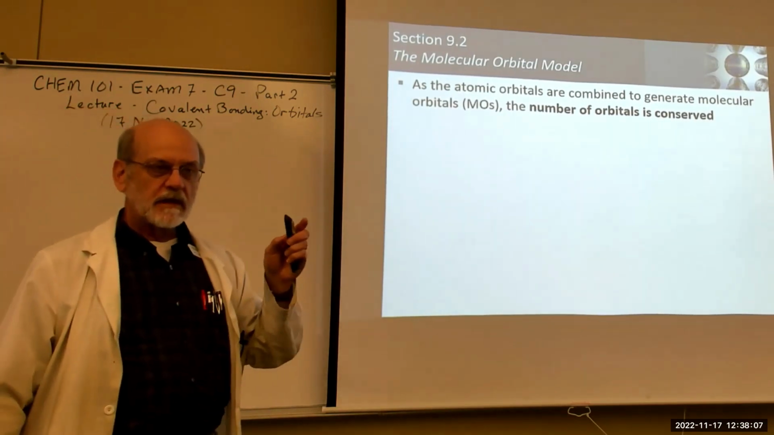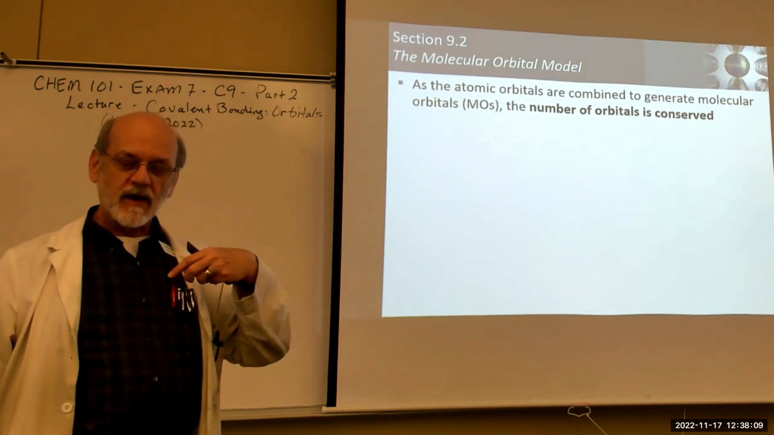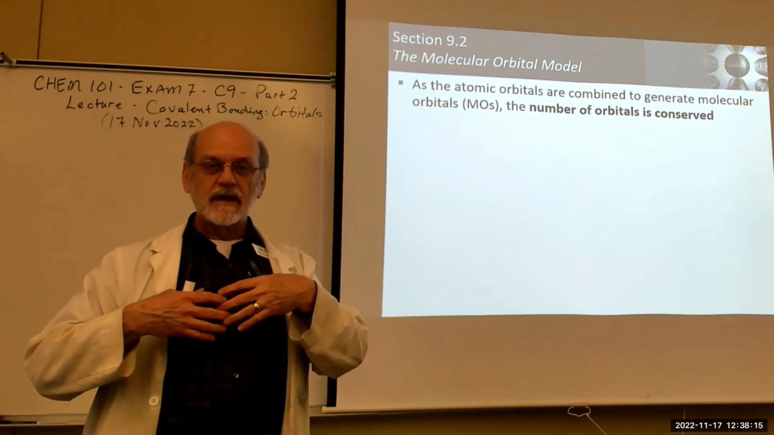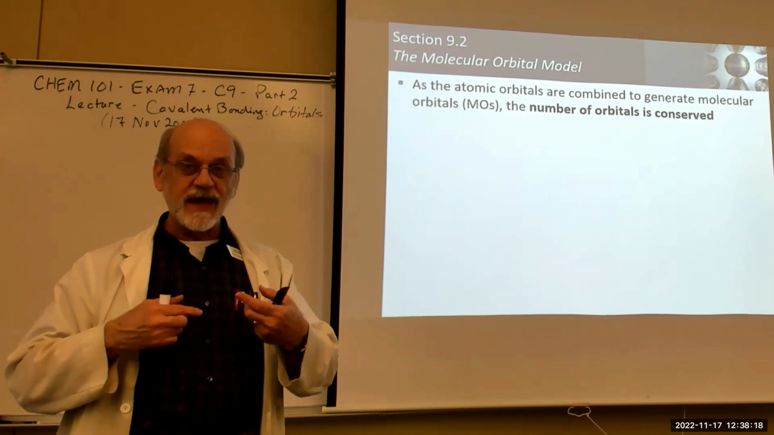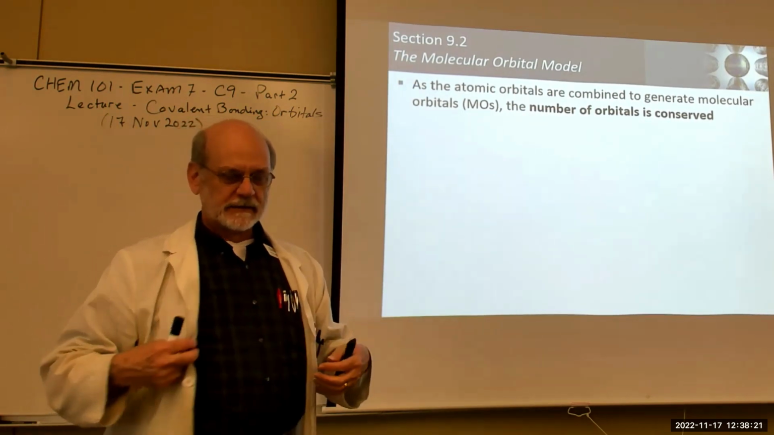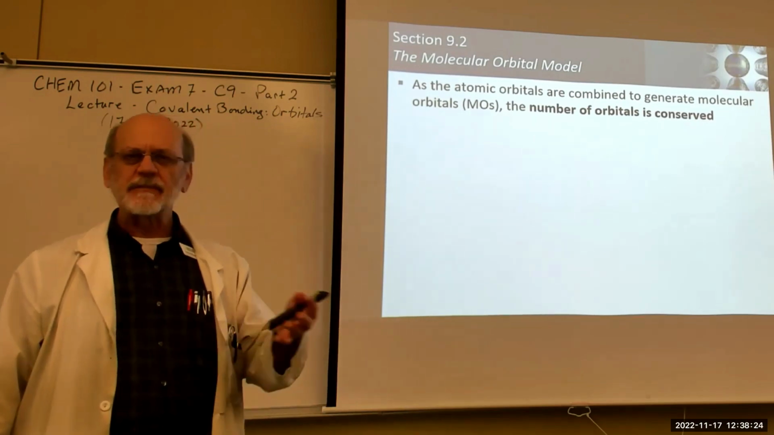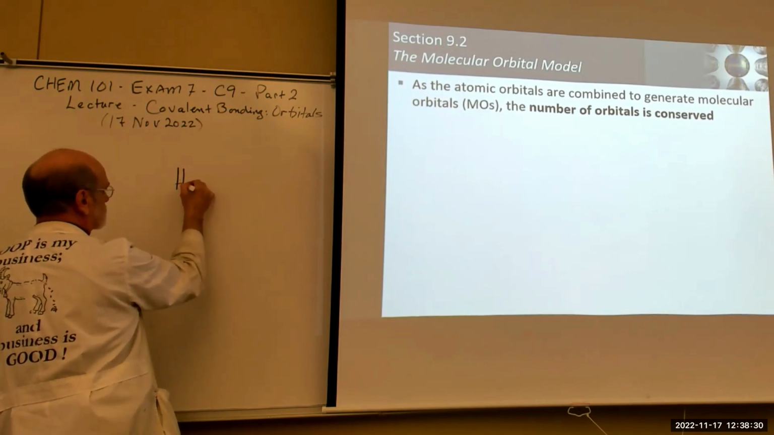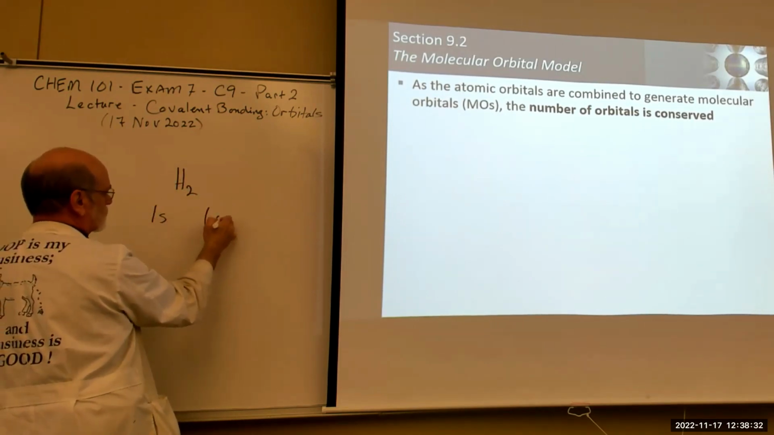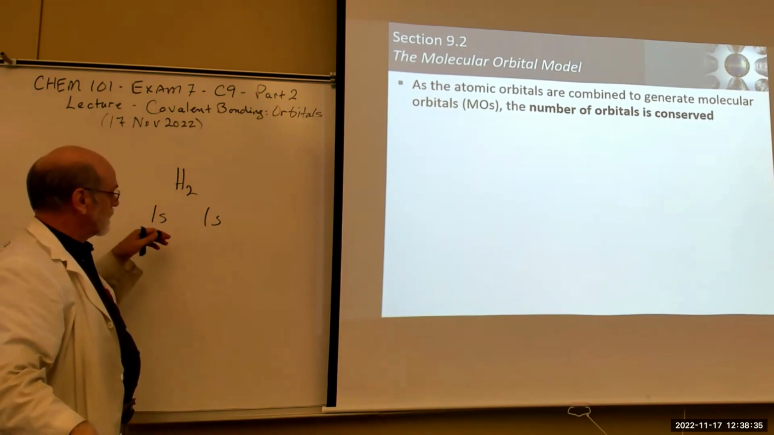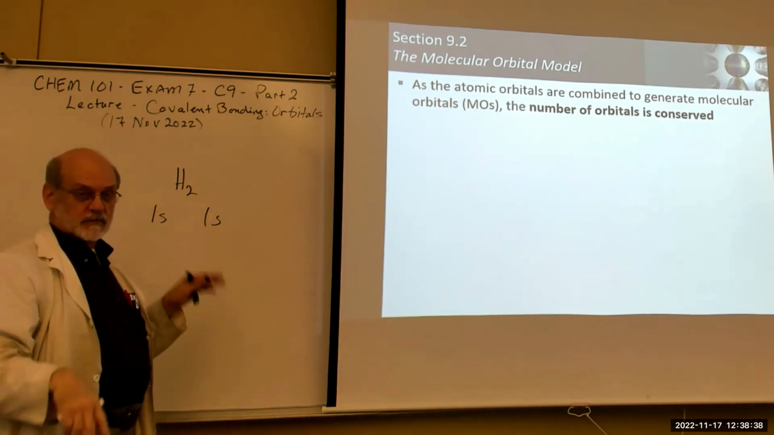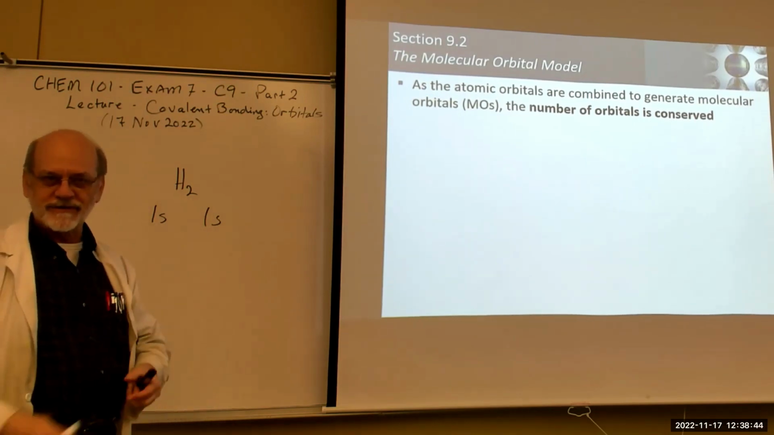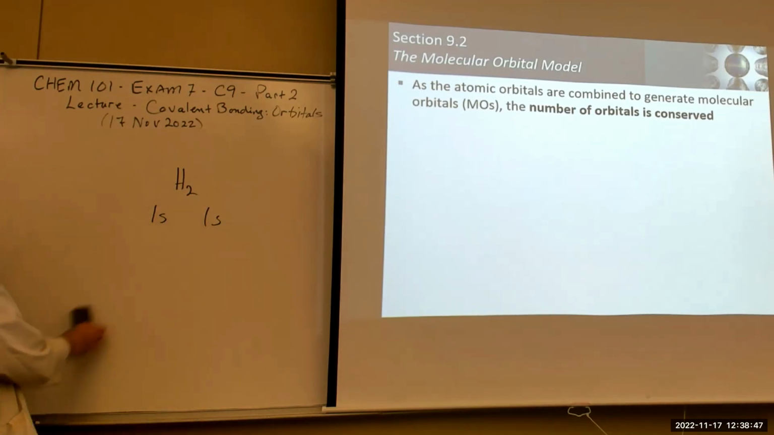First rule, the number of molecular orbitals that are created in the formation of a molecule is equal to the number of atomic orbitals that come out of the atoms that contribute to them. So if you have the simplest example, dihydrogen, each one of them has a 1s orbital. So the molecular orbitals for that molecule will be 2, one from each one. So that's conservation of orbitals. We'll call it the law of conservation of orbitals.